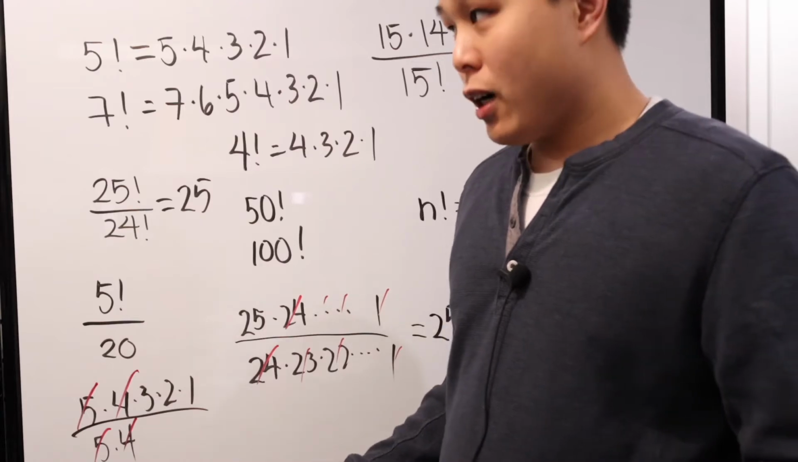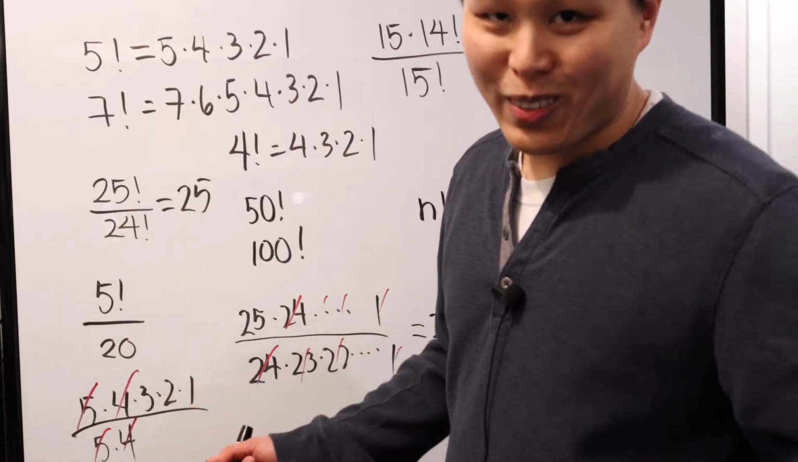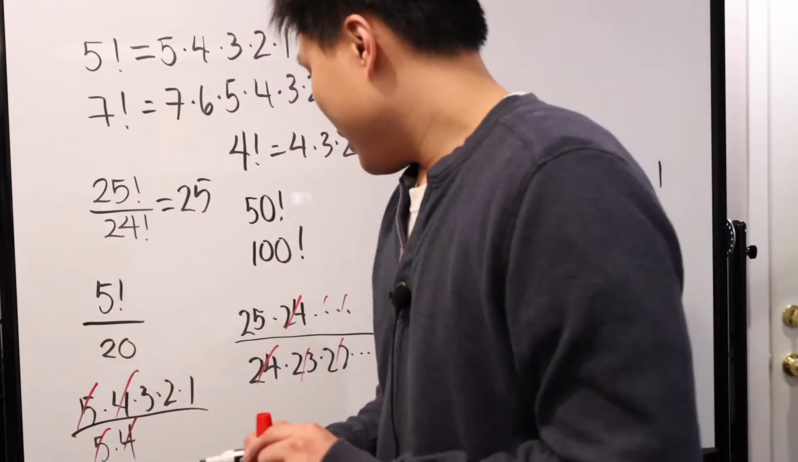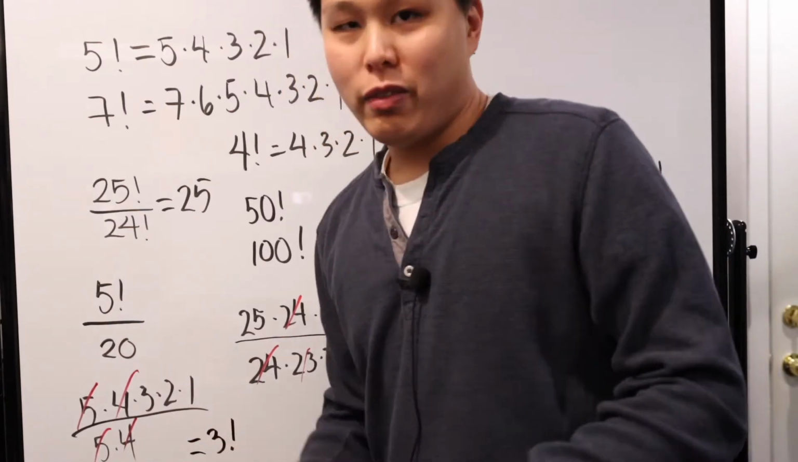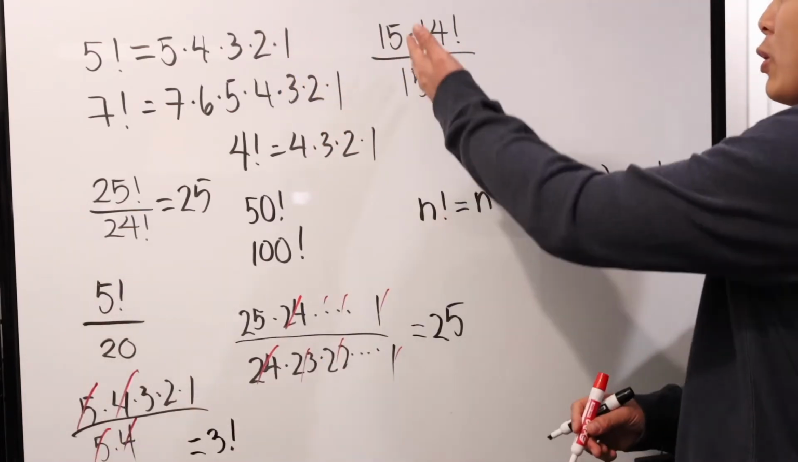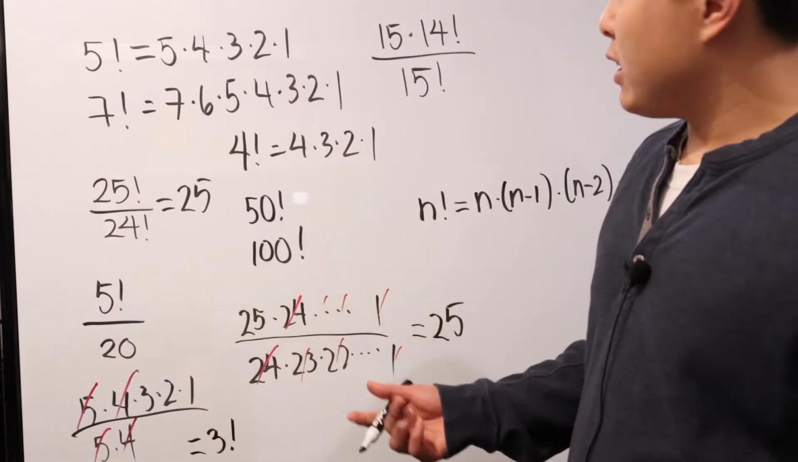If you wanted to be a smart aleck with your instructor, which I think is actually kind of fun, do it. 3 times 2 times 1 is just basically 3 factorial, and you can give them that as an answer. Now this one is another one that pokes fun at the definition.